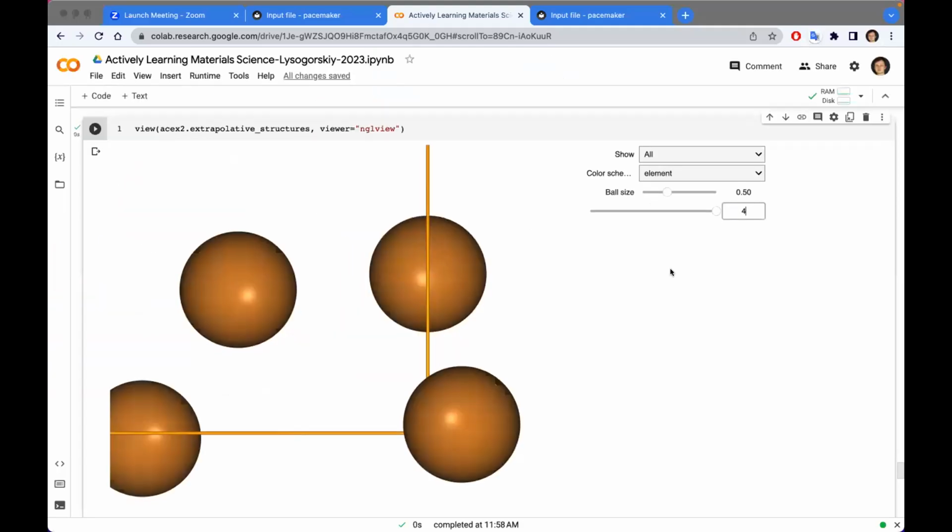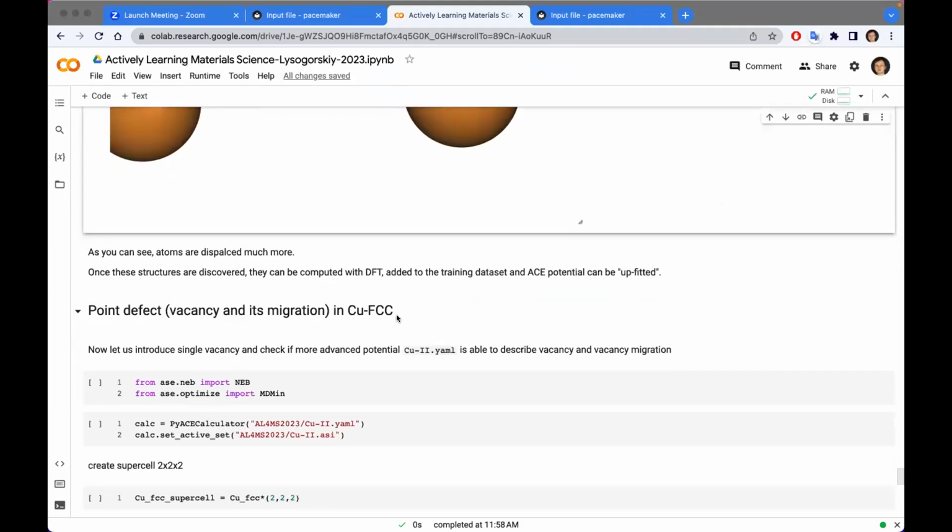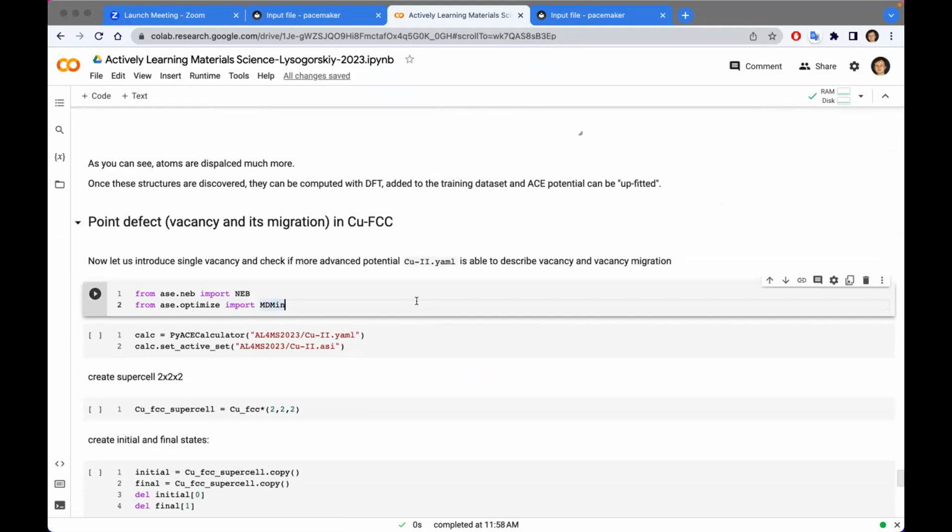Okay. So let's go a little bit more atomistic and advanced and consider the point defects, vacancy and vacancy migration. I would say that, for example, the single point vacancy was part of the training set, but I just remember how we created this training set for the copper potential. We had no vacancy migration transition state. So let's see if this active set will be able to recover this.